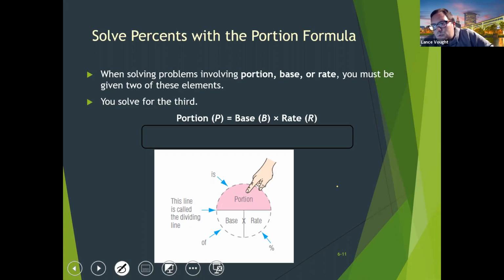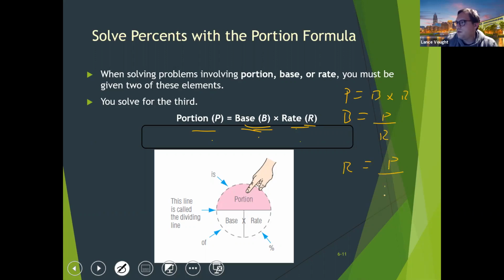In this case, what this relationship does is you can rearrange this equation in any way to find the one you don't know. You might know the base and the portion, so then you need to find the rate. You might know the rate and the base, so you need to find the portion. And you might know the portion and the rate, and then you need to find the base. So if you know portion and rate, you find base. You know portion and base, you find rate. You know rate and base, you find portion. So if you have B and R, then you just multiply them together to find P. So P is equal to B times R. B is equal to P over R. And R is equal to P over B.